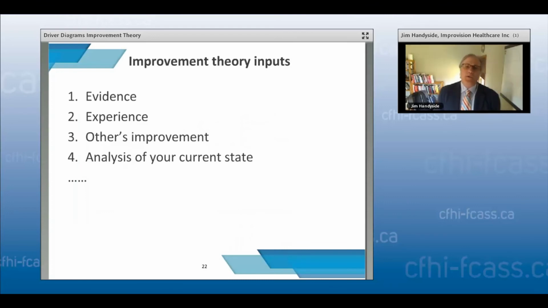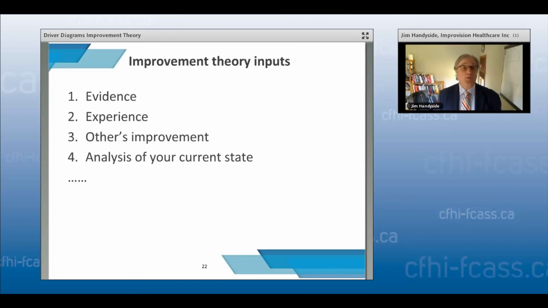So, improvement theory inputs. Where are you going to get inputs for your improvement theory? Evidence is first and foremost. By all accounts, we should use the best available evidence. And that evidence can come in all kinds of forms, not the least of which would be peer-reviewed literature and clinical guidelines. It might also be reports of quality improvement that is similar to the one we're undertaking. Experience of both the people working in the system and patients and families who are served by it and other stakeholders all feed into your improvement theory.